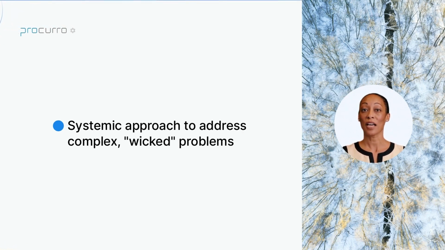For example, climate change is a wicked problem that requires a systemic approach. To effectively address this problem, we need to consider the relationships between economic, political, and environmental systems and find solutions that promote the health of the entire system.